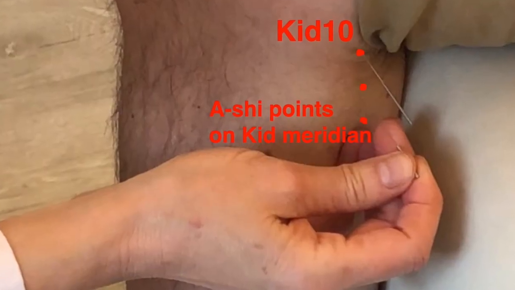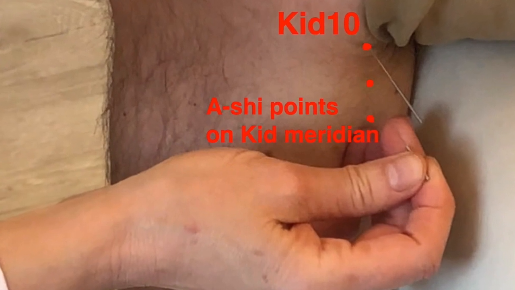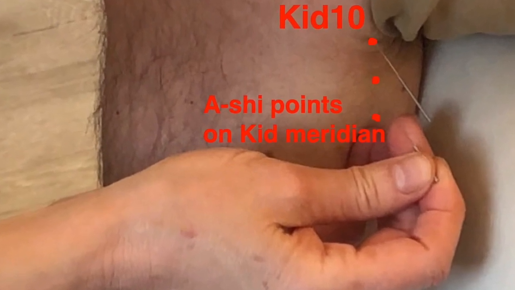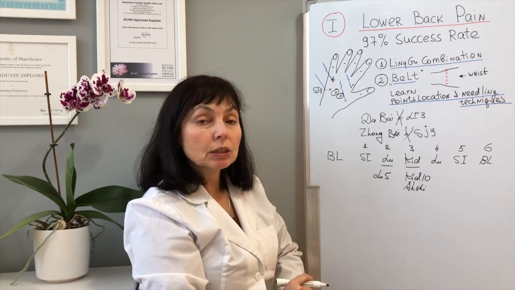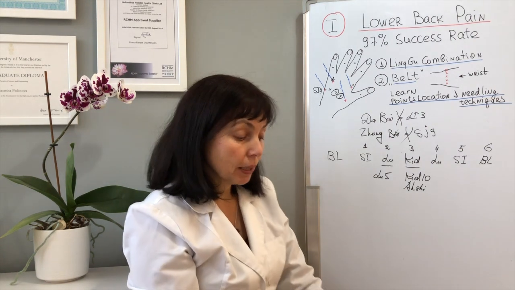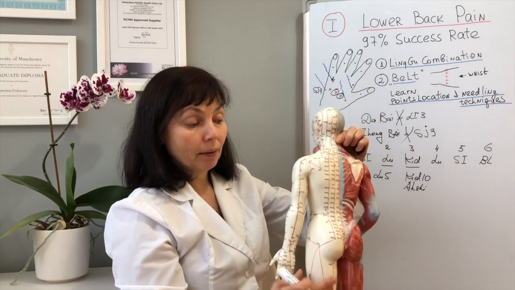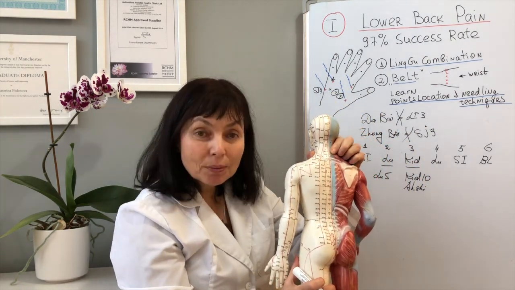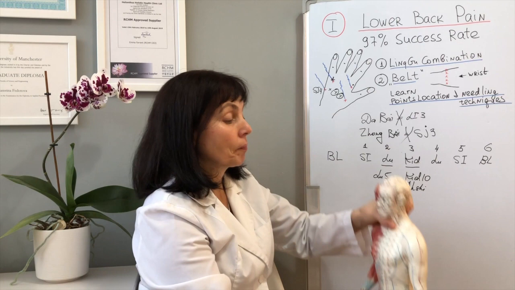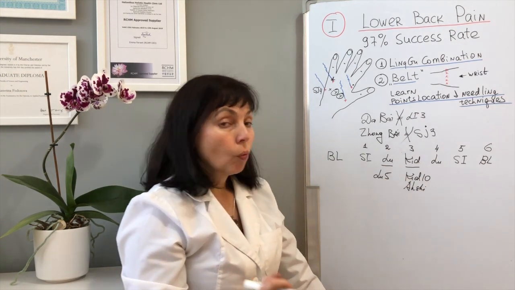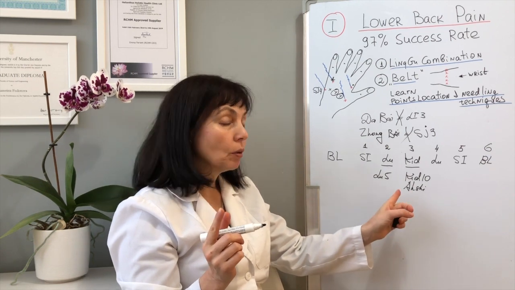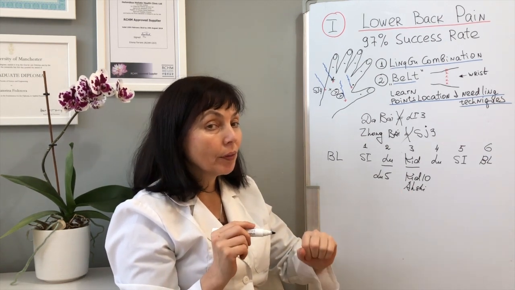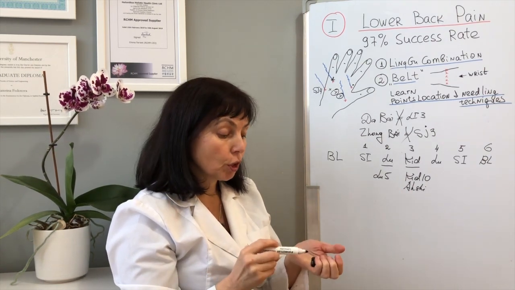Ashi points, down to kidney 10. In balance method, when we say Ashi points, we mean not Ashi points on the painful place or on the back. We mean Ashi points which correspond to the painful place, but on the arm or on the leg, on the corresponding zone.